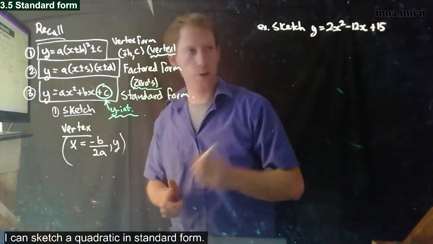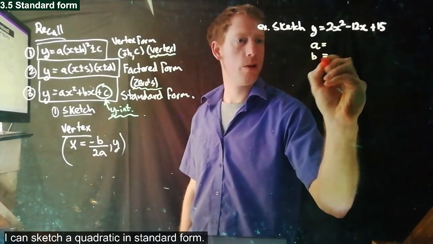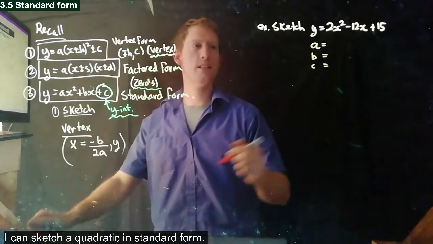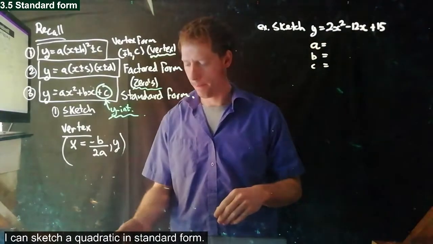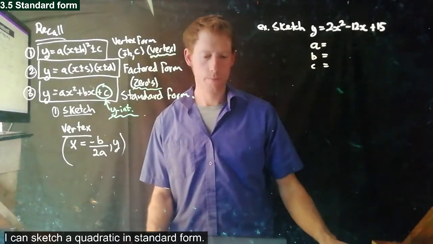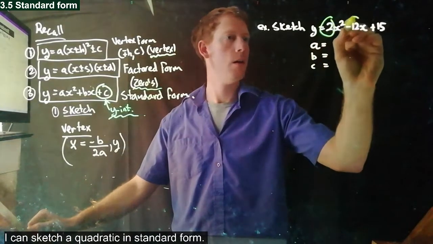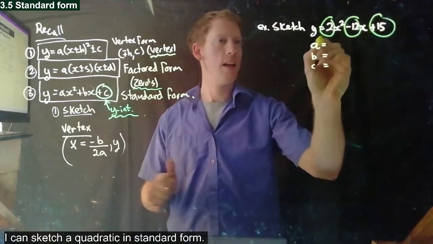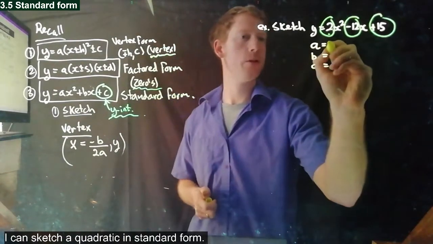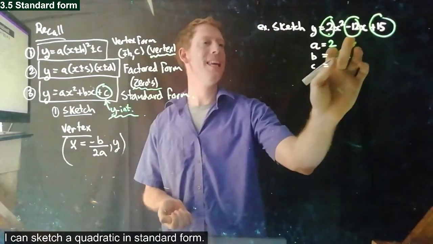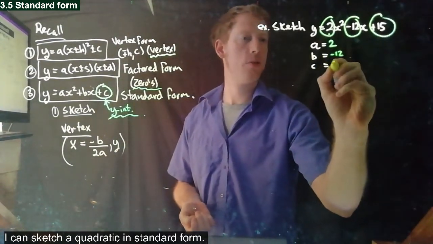Let's first identify our variables. What is a equal to? What is b equal to, and what is c equal to? What is the a term here? A is the leading coefficient, so a is equal to 2. b is equal to negative 12, and c is equal to 15.